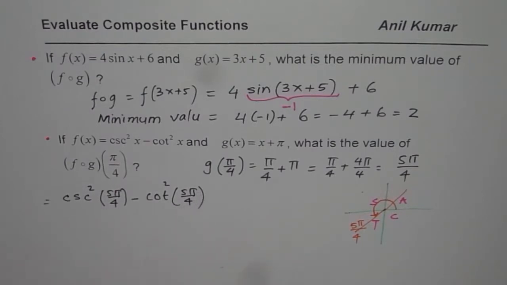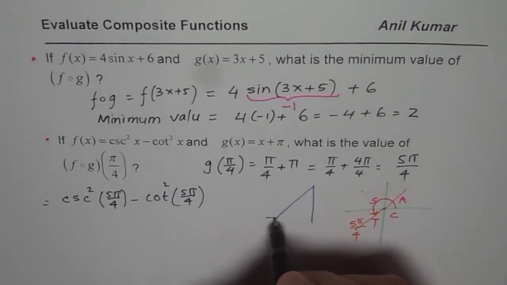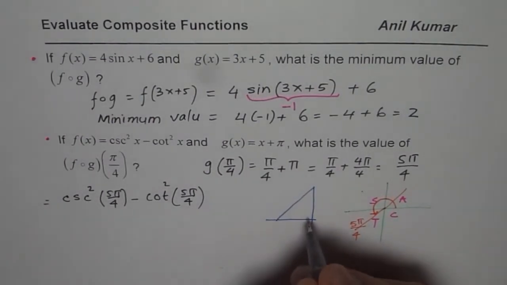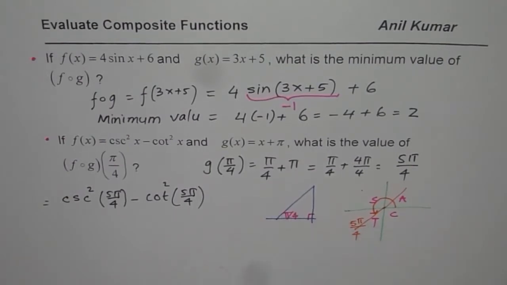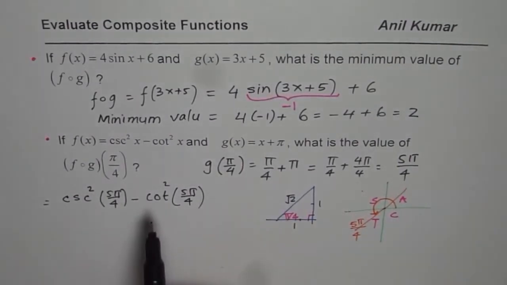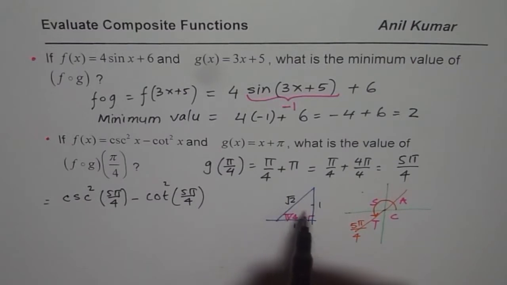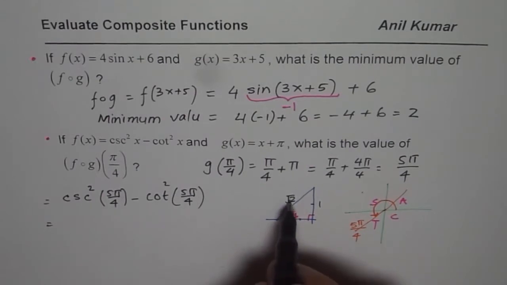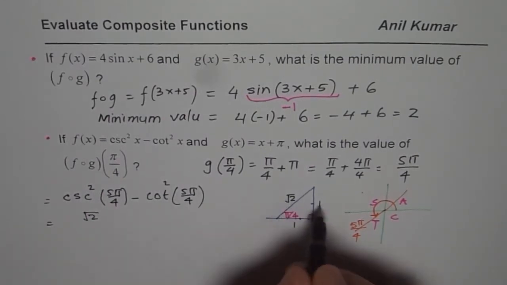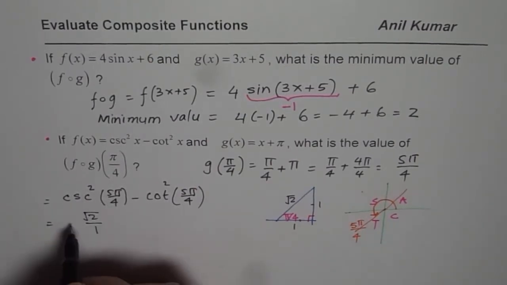Now to find the values for pi by 4, we can refer to the special triangle, right? Pi by 4 triangle. Now as you know, in this right triangle, if the angles are pi by 4, these sides are equal. So we could write this as 1, 1 and square root 2. As far as cosecant is concerned, which is the reciprocal of sine, it is hypotenuse over opposite side. So that could be written as hypotenuse square root 2 over opposite side of 1. Now since 5 pi by 4 is in quadrant 3, this value will be negative.